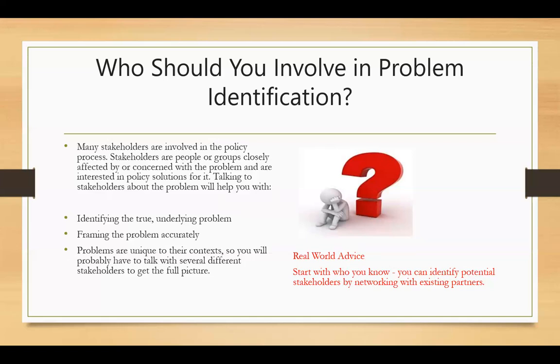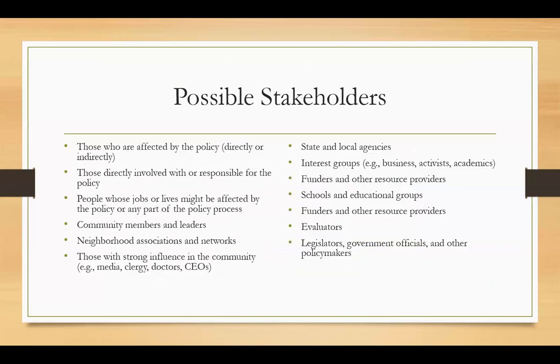Problems are unique to their context. So you will probably have to talk with several different stakeholders to get the full picture, believe it or not. Anytime I have a problem, I talk to everybody that was in the room, trying to figure out what actually happened. So let's jump into the next question. Who are your possible stakeholders? Those who are affected by the policy, directly or indirectly. If it's going to be a departmental policy, how are the troops on the ground going to feel about it?